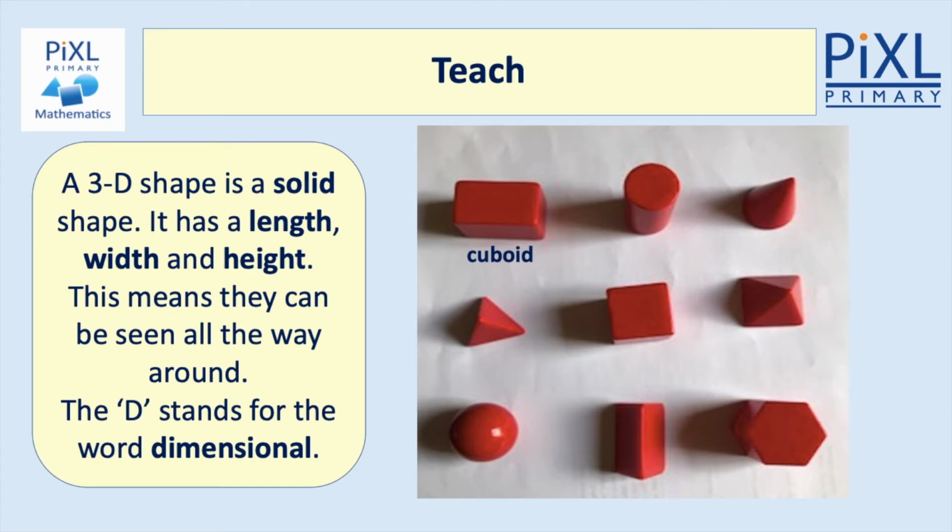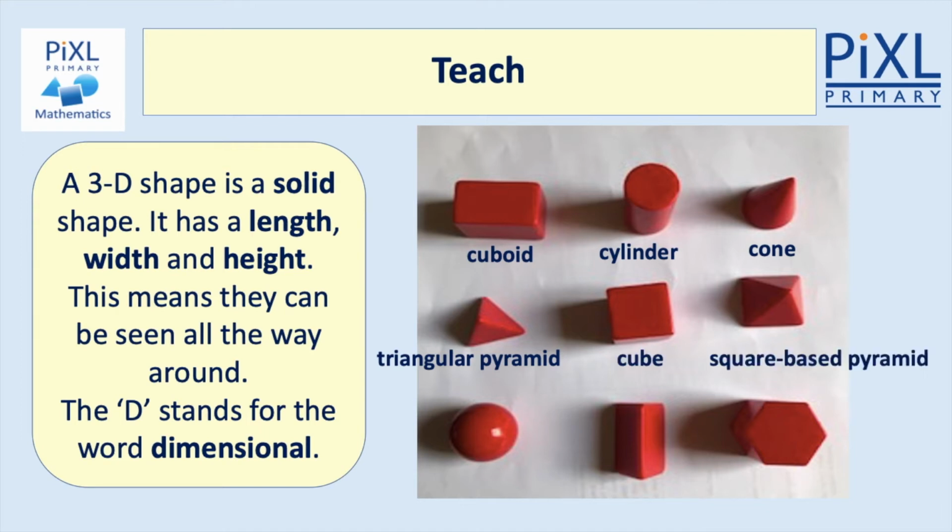And we've got a cuboid here, a cylinder, a cone, a triangular pyramid, a cube, a square-based pyramid, a sphere, a triangular prism, and a hexagonal prism. Now I just wanted to talk about a couple of the shapes on there for a start. So if you look, we've got two different types of pyramids there. We've got a triangular pyramid and a square-based pyramid.